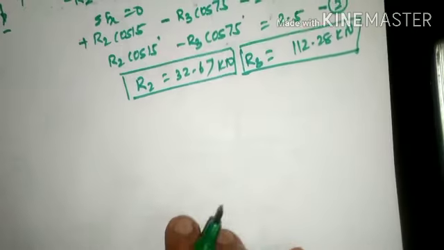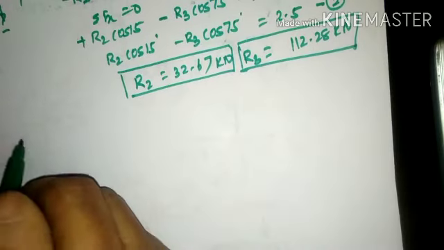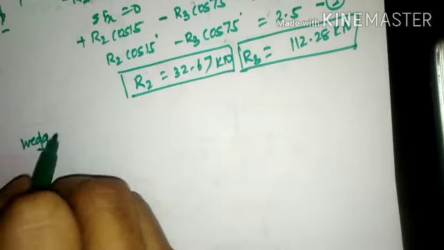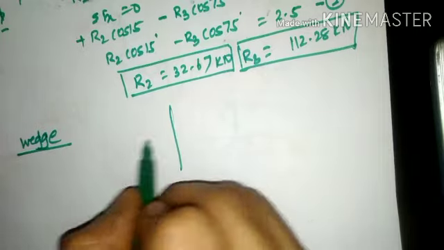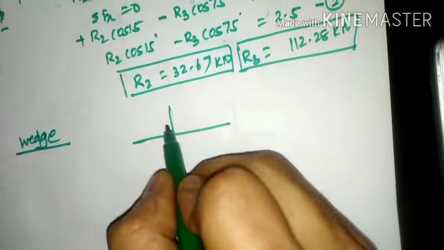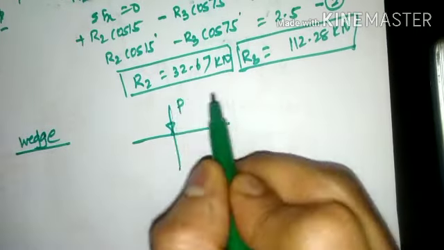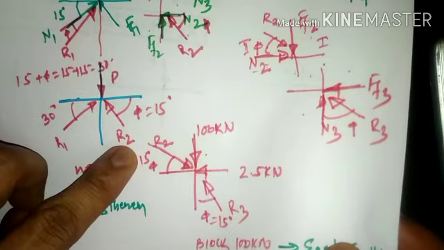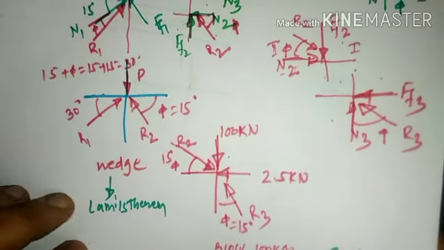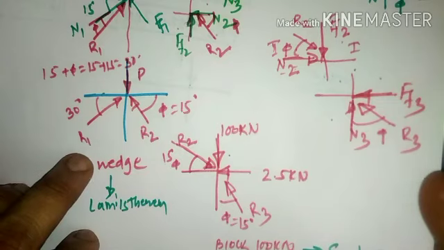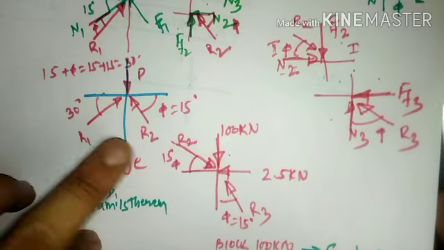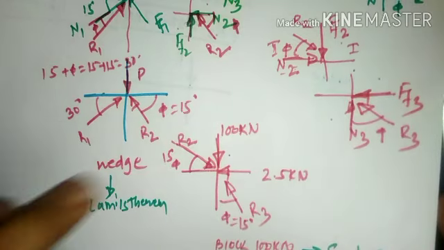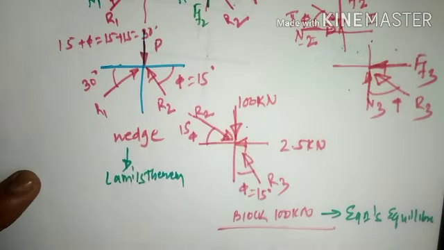Now to find out the value of P, we shall draw again the wedge diagram. To draw the wedge diagram, we shall draw x and y axis. Force P is applied in the downward direction. Then R1 and R2. R1 is placed in third quadrant. R2 is placed in fourth quadrant. So we shall show this particular diagram. R1 will subtend an inclination of 30 degrees, whereas R2 will subtend an inclination of 15 degrees with respect to x-axis. And for this wedge, we are going to apply the Lami's theorem.